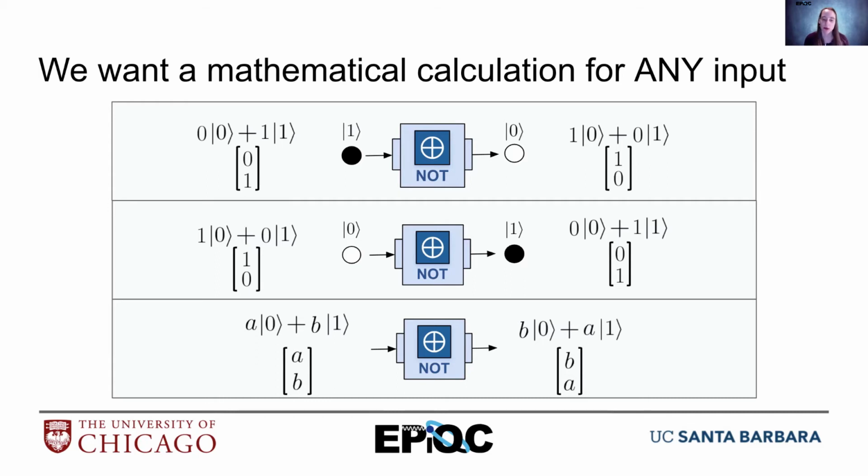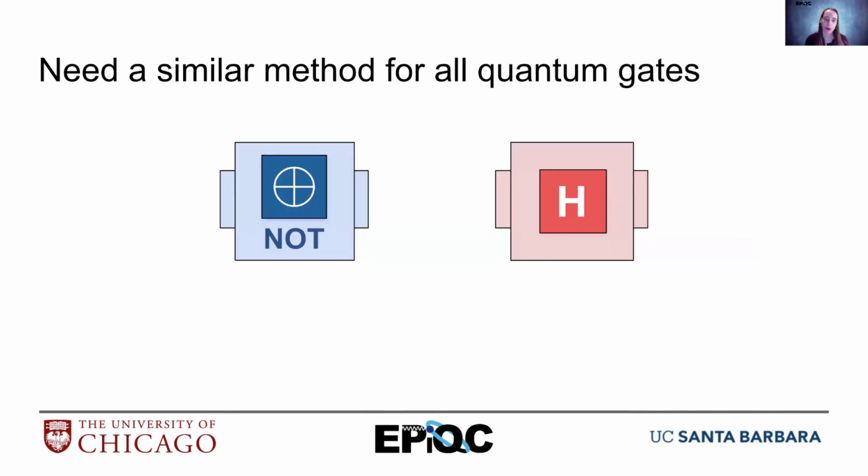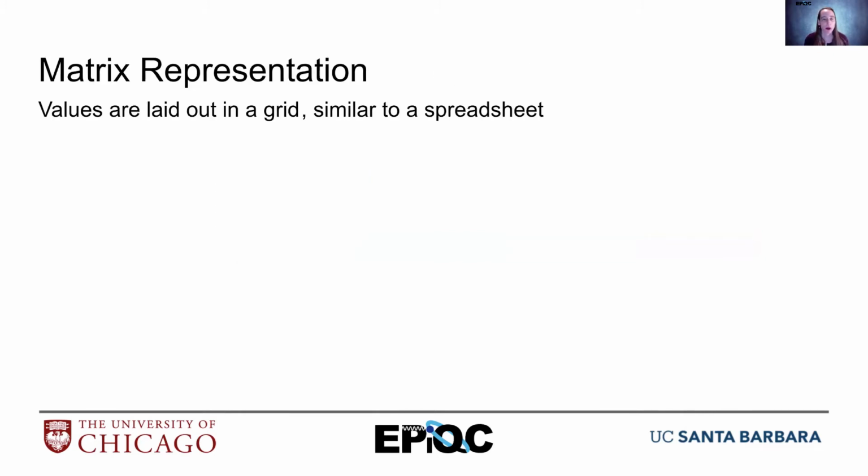Okay, so we want to figure out how this works, and we want to figure out how it works not only for a not gate, but for any arbitrary gate. Okay? So for this, we need to introduce a matrix. A matrix is values laid out in a grid, similar to a spreadsheet. A spreadsheet is a giant matrix.